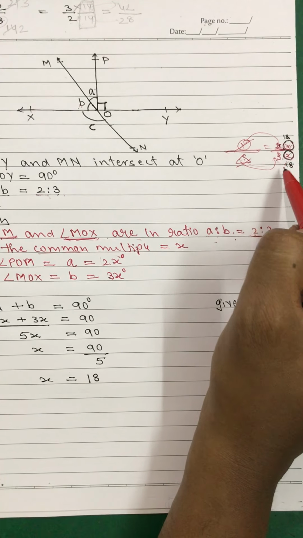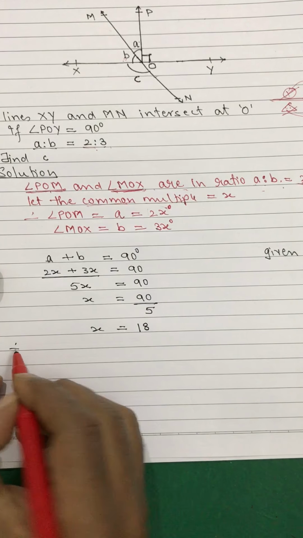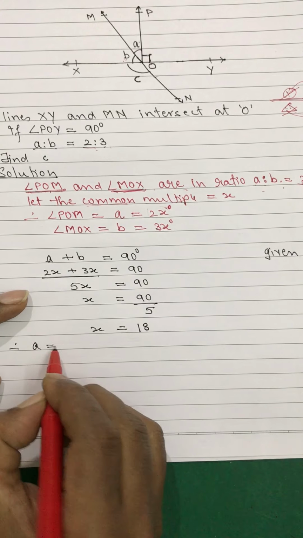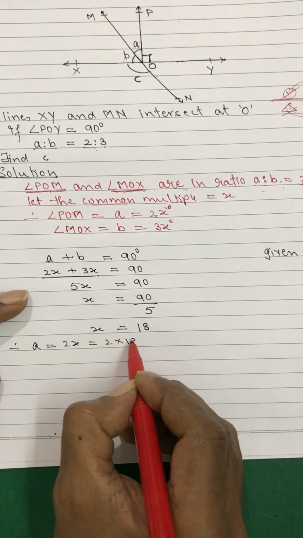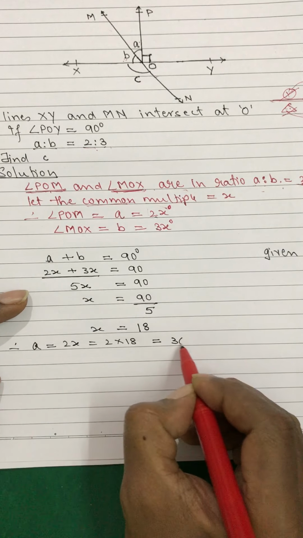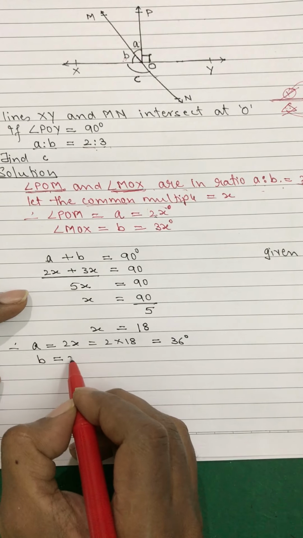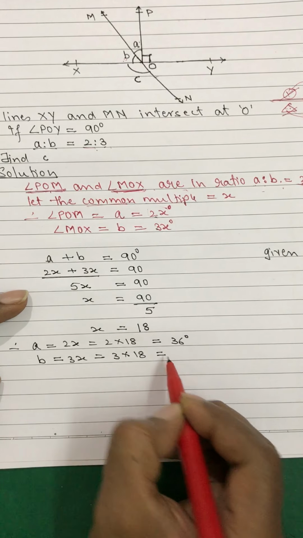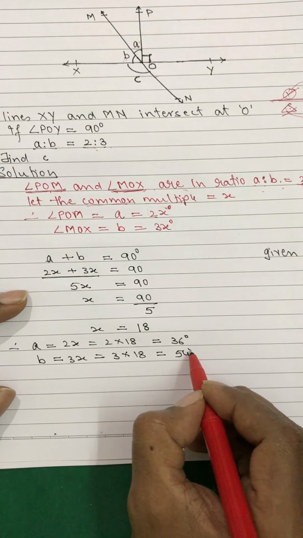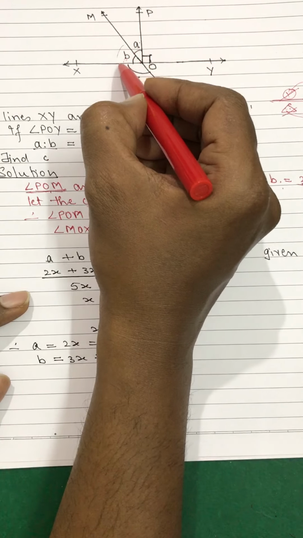You multiply 2 also by 18 and 3 also by 18 and you will get the original numbers. Therefore, A is equal to 2x, which is 2 into 18, equal to 36 degrees. B is equal to 3x, which is 3 into 18, equal to 54 degrees. So now you have got that. This has become 54 degrees.